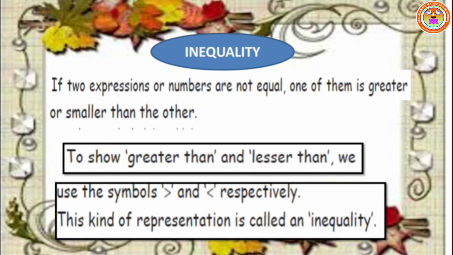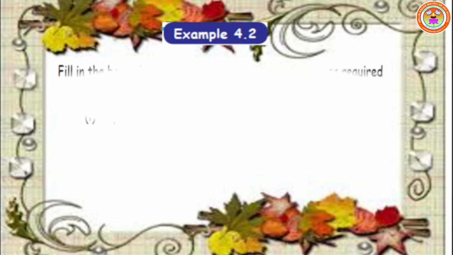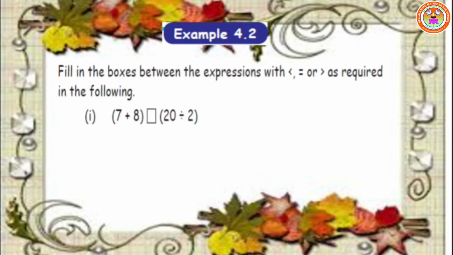The main thing: two expressions or numbers are not equal. One is greater than the other. So we can say those expressions are inequality expressions. Is it clear, students? The example 4.2, which is given in your book. Fill in the boxes between the expressions with less than, equal or greater than as required in the following.